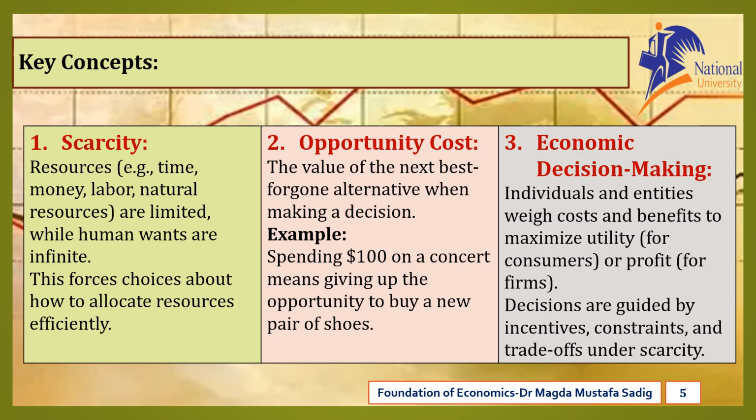The third concept is economic decision making, making smart choices. Economic decision making is about weighing the benefits and costs to make the best choice with the limited stuff you have. People make decisions to get the most value, like happiness for individuals or profit for businesses, based on what they can afford and what motivates them.